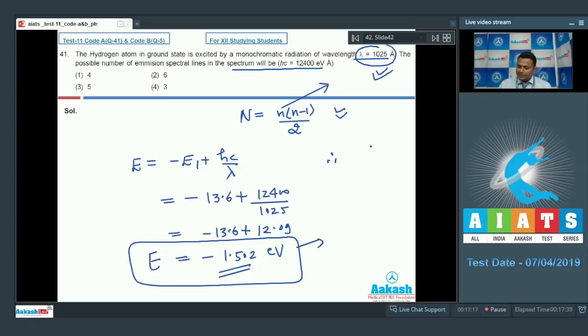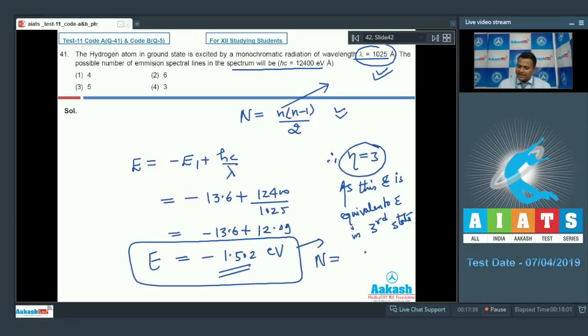So therefore n equals 3, as this E is equivalent to energy in third state. So finally we can calculate capital N, that is 3 into 3 minus 1 divided by 2. So total number of spectral lines is 3. So we'll go with option number 4, which is absolutely correct.